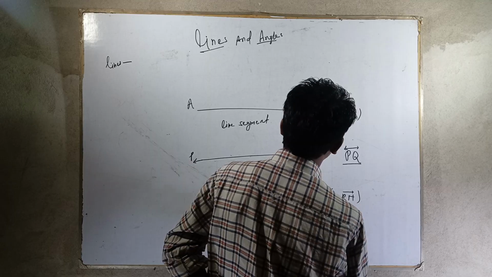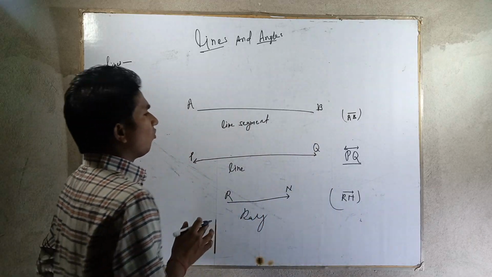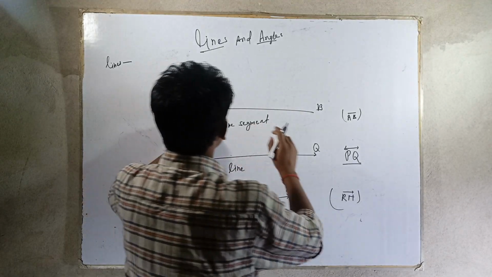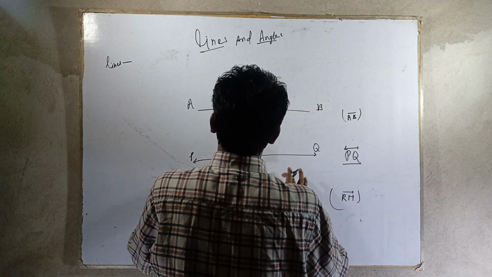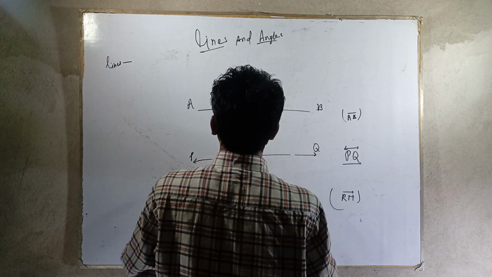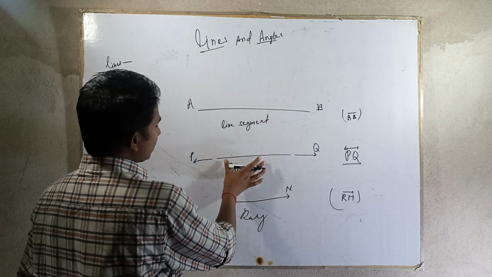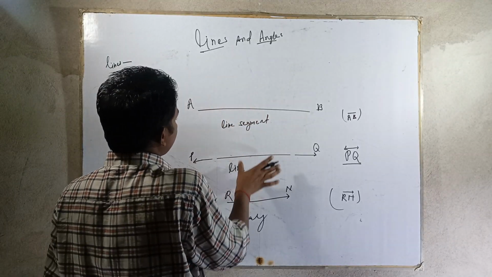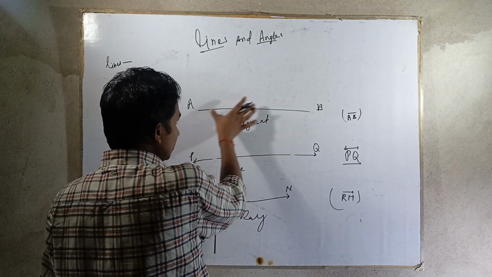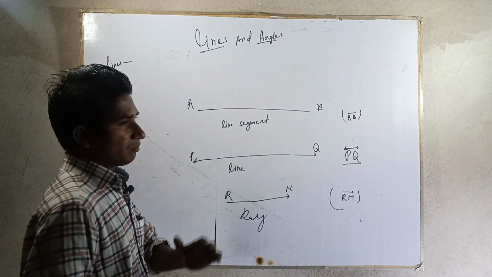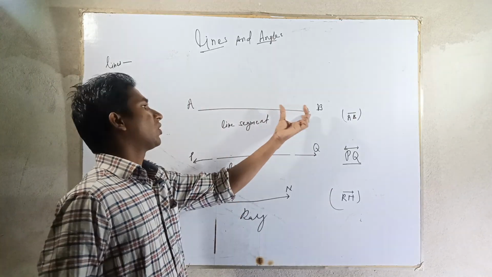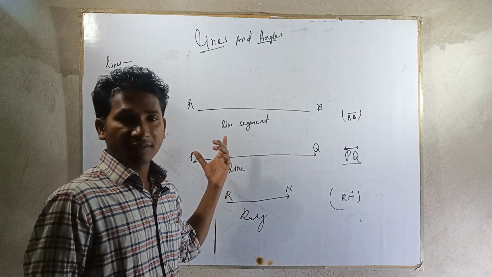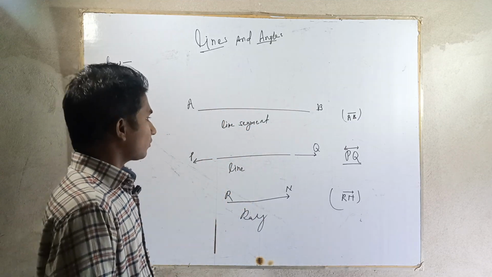This is a ray. You must know one more thing: a line segment is also part of a line. Suppose this is the middle part of a line. This is a line segment. If you cut the middle part of a line, it will come in the form of a line segment. So this is called a line segment.